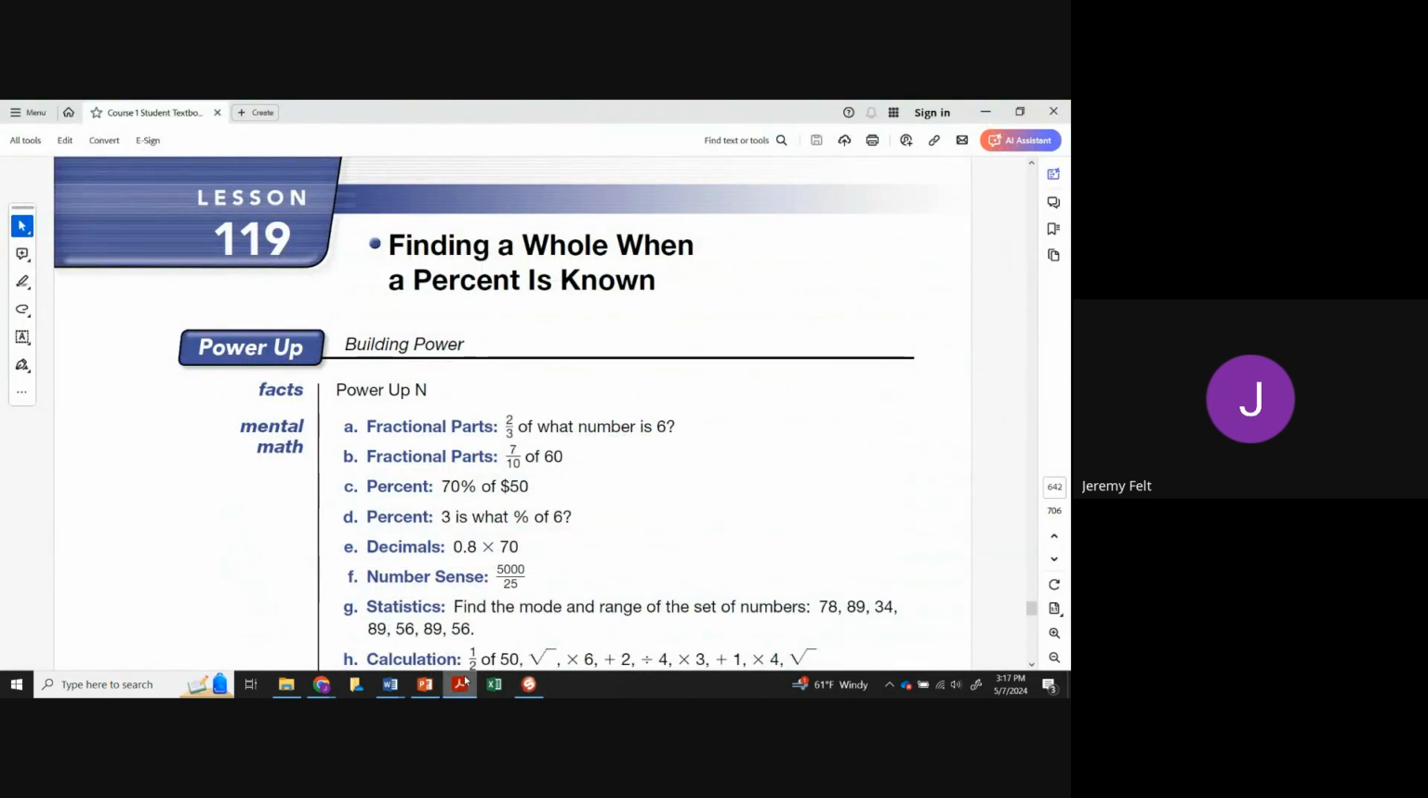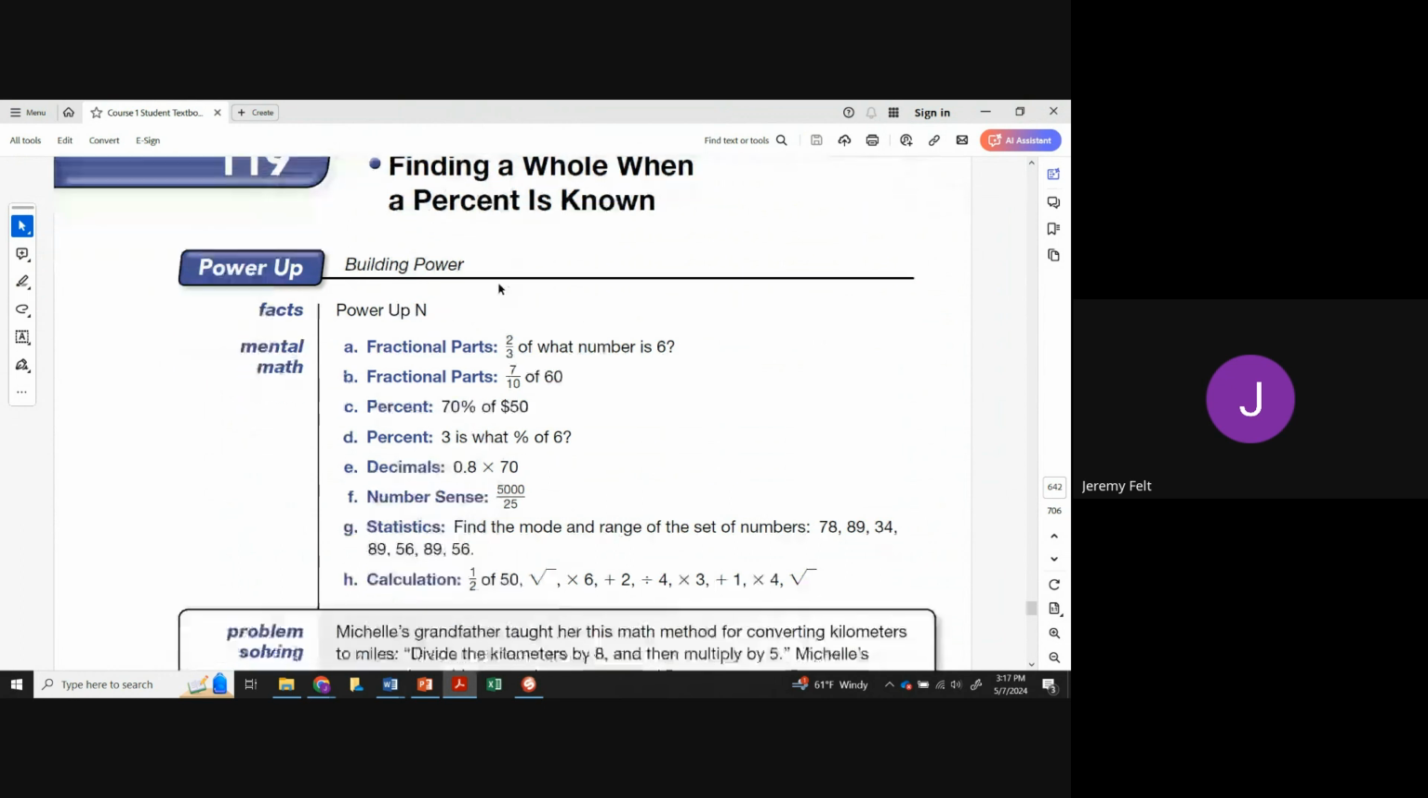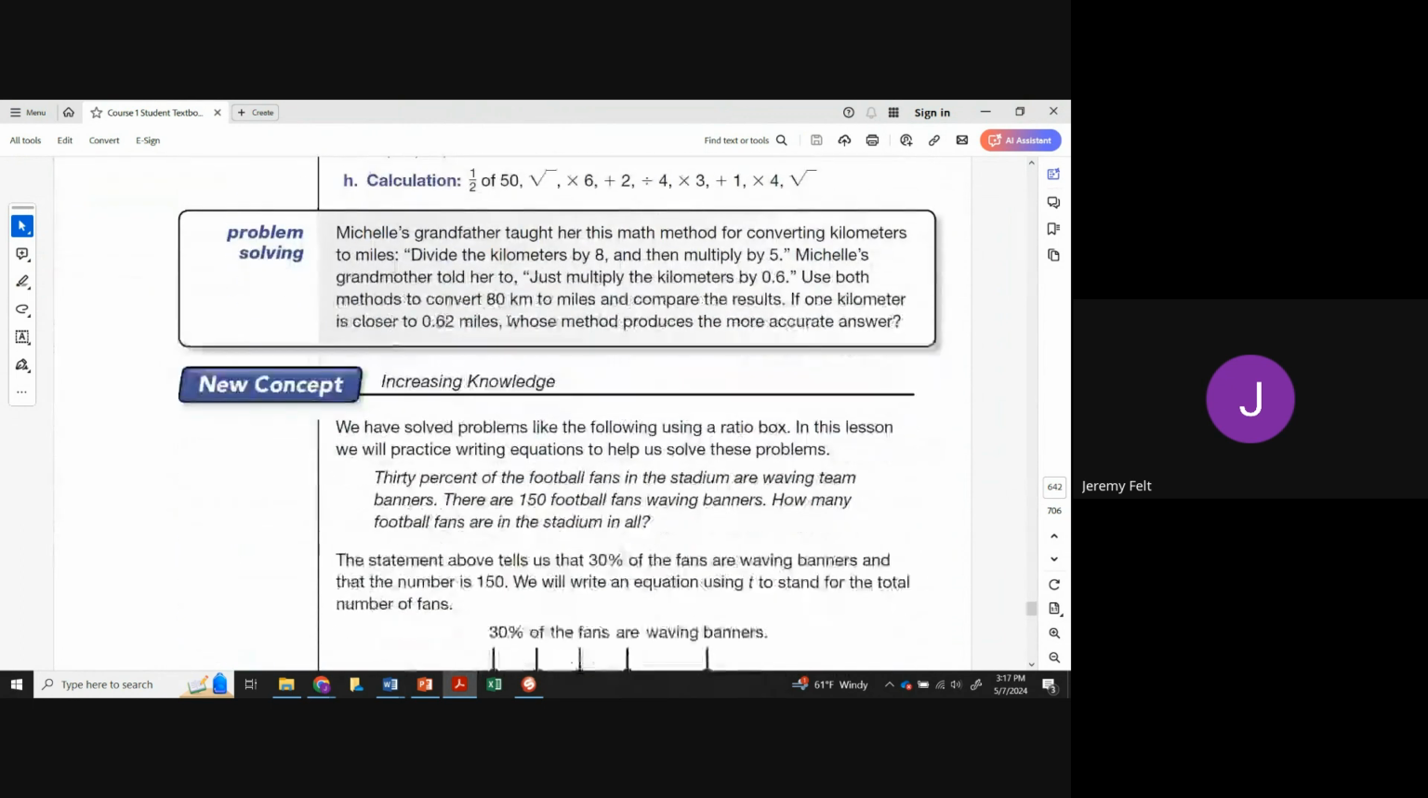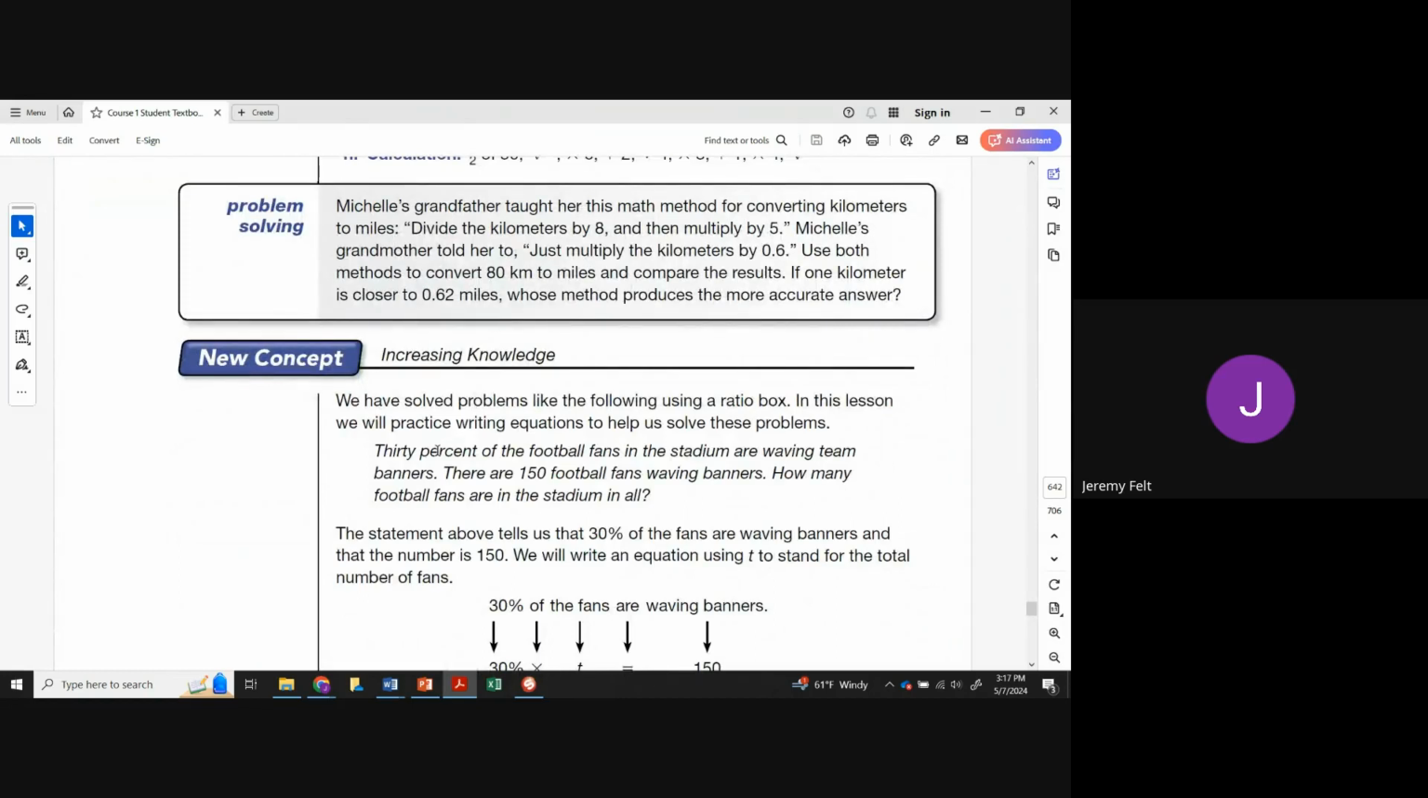So we're looking at lesson 119 and 120 today. So let's flip over to lesson 119. It says finding a whole when a percent is known. All right, well, what does that mean? Let's look. Over 30% of the football fans in the stadium are waving team banners. There are 150 football fans waving banners. How many football fans are in the stadium at all?